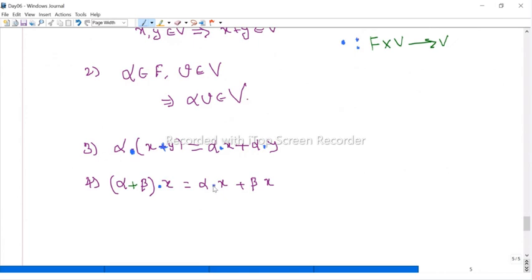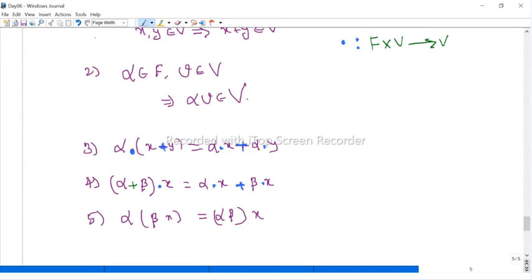Again we differentiate the addition. Here this is vector addition, because once you multiply alpha with x, alpha x is a vector and beta x is also a vector, therefore this is vector addition. But alpha plus beta is scalar addition. That's why I put a different color. And then suppose you take a multiplication, multiply with some scalar: alpha times beta times x equals alpha beta x.